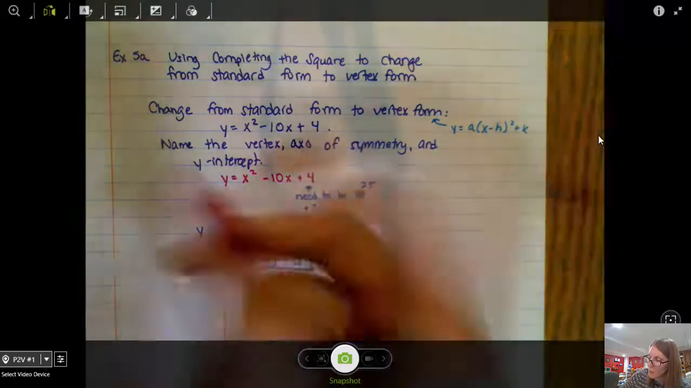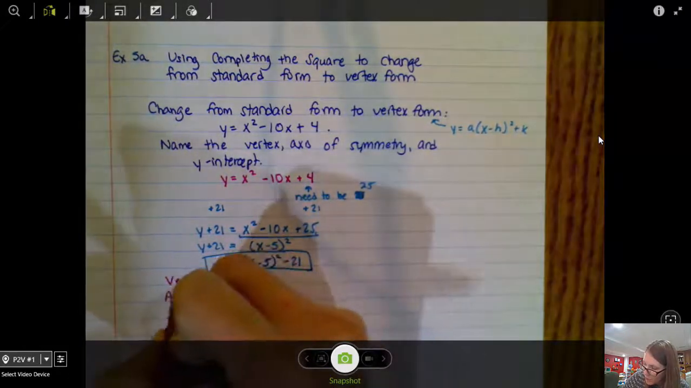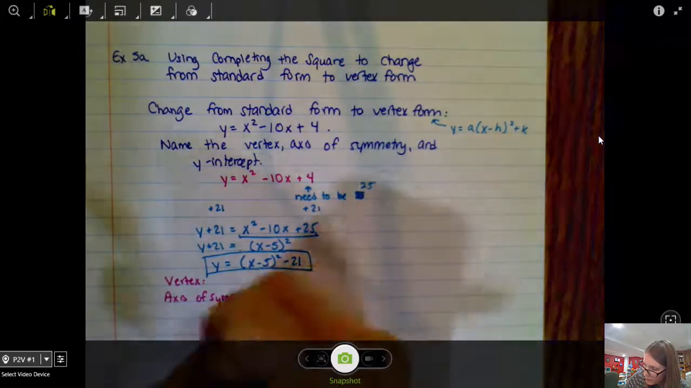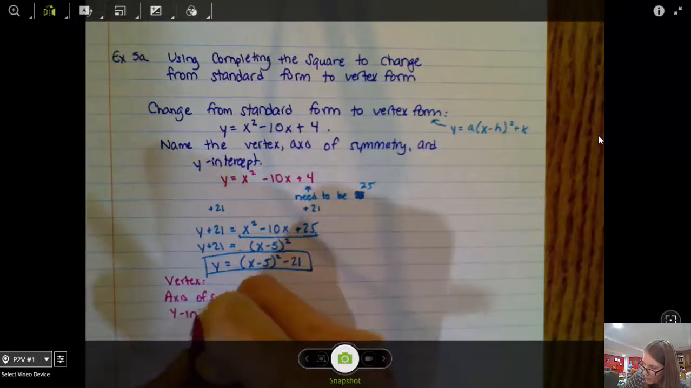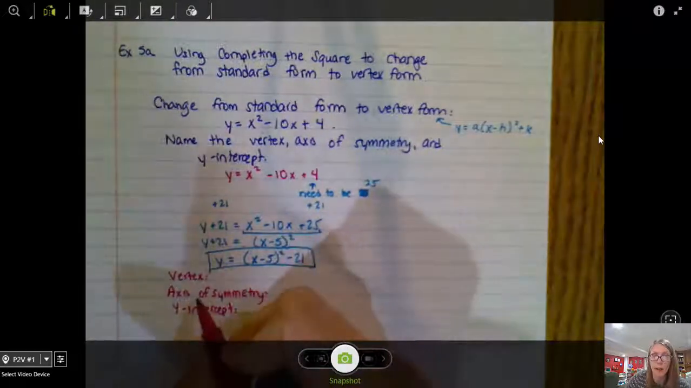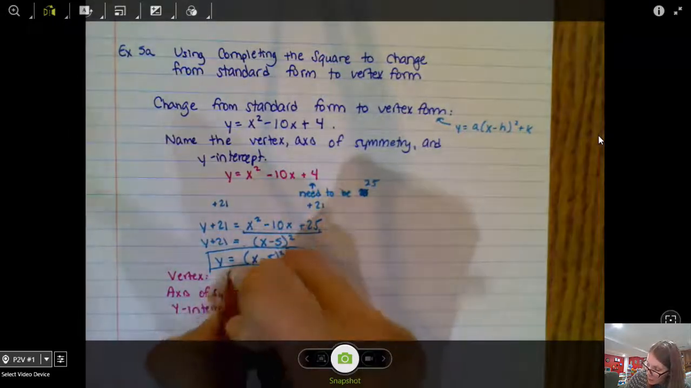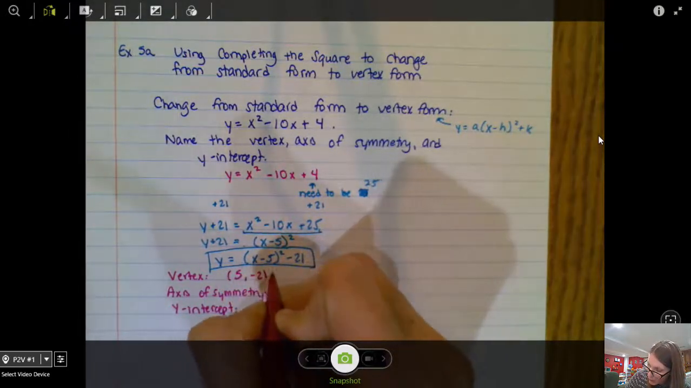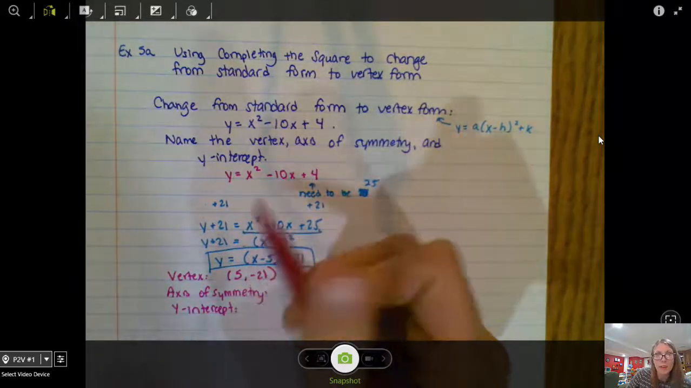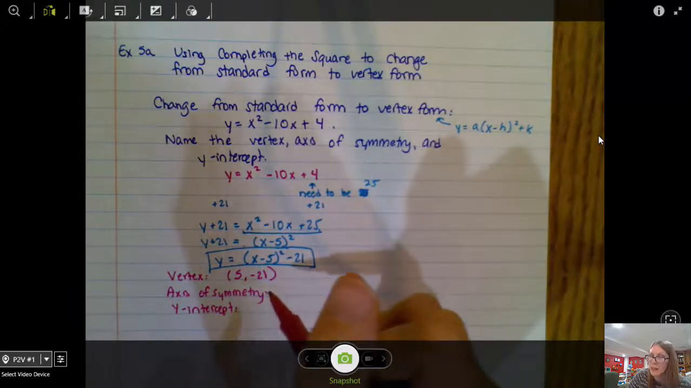And to answer the last couple questions here, what's our vertex? Axis of symmetry. And y-intercept. Well, the vertex is really easy for us to figure out now. I'm in vertex form. H and k give me my vertex, which would be 5, negative 21. And again, you could get that same result by doing negative b over 2a and plugging your value in. This kind of avoids some of the room for error there.